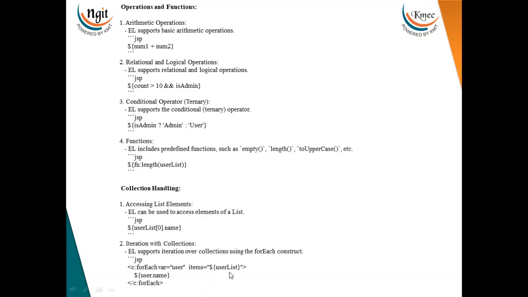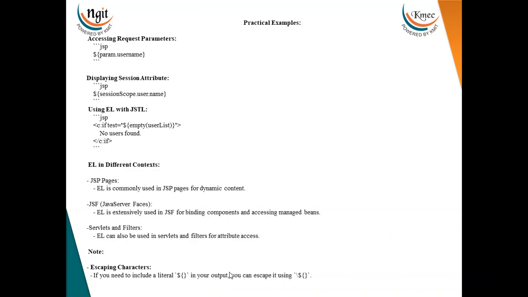Okay, and get the name. Accessing request parameters: param.user.name. Displaying session attribute: sessionScope.user.name. Using EL with JSTL, see, if test equals empty: if this user list is empty, then no users are found. Here we are using if.